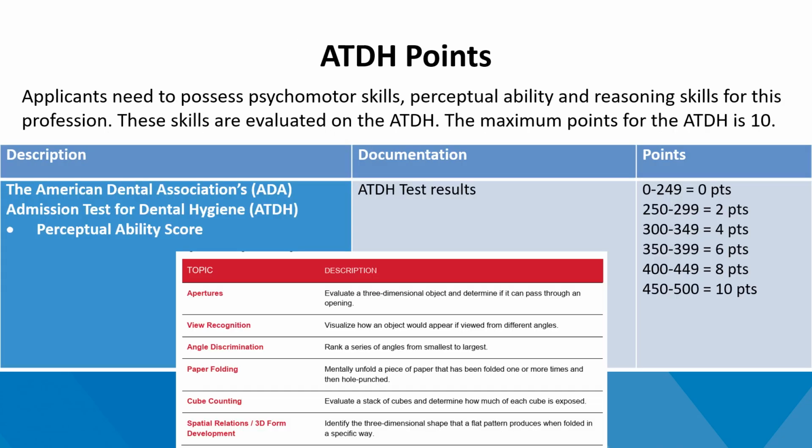Applicants need to possess psychomotor skills, perceptual ability, and reasoning skills for this profession. These skills are evaluated on the ATDH. The maximum points for the ATDH is 10 points. Below you can see how the points are awarded and the topics that this section of the test will cover.